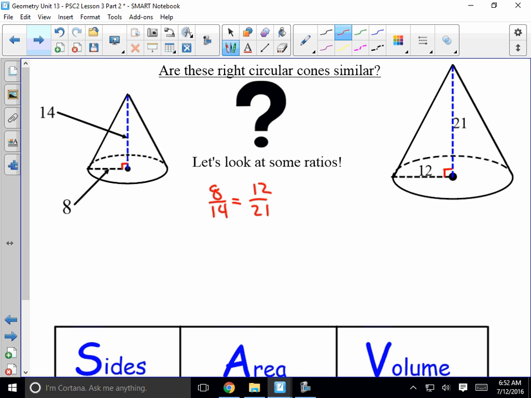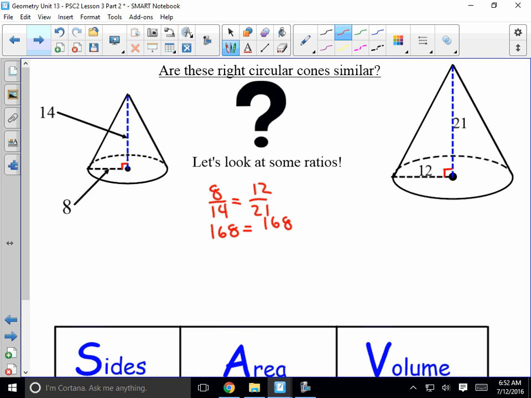When we cross multiply, 8 times 21 is 168, or 14 times 12, excuse me, which is 168. Okay, so now I've used cross multiplication to prove that these are similar figures.